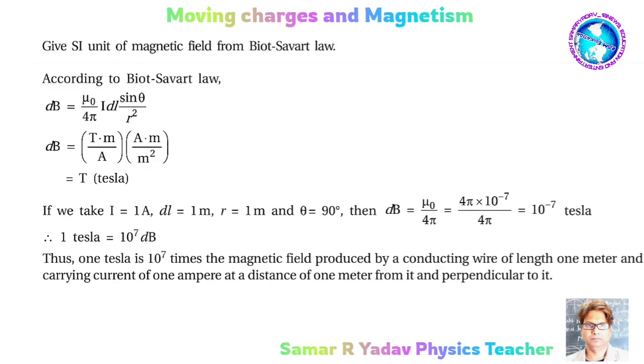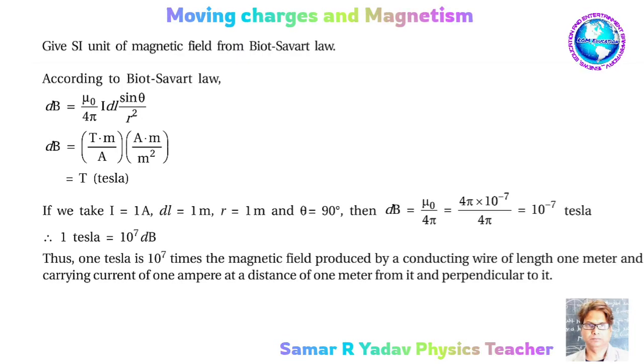Give SI unit of magnetic field from Biot-Savart law. According to Biot-Savart law, dB is equal to mu0 upon 4 pi I dl sin theta upon r square. Therefore dB is equal to Tesla meter per ampere times ampere meter upon meter square, which is equal to Tesla. If we take I equal to 1 ampere, dl equal to 1 meter, r equal to 1 meter, and theta equal to 90 degrees, then dB is equal to mu0 upon 4 pi, which is 4 pi into 10 to the power minus 7 upon 4 pi, equal to 10 to the power minus 7 Tesla.